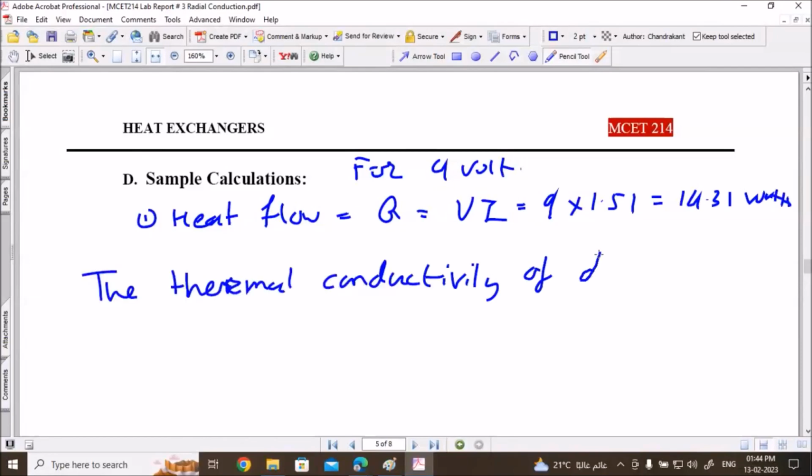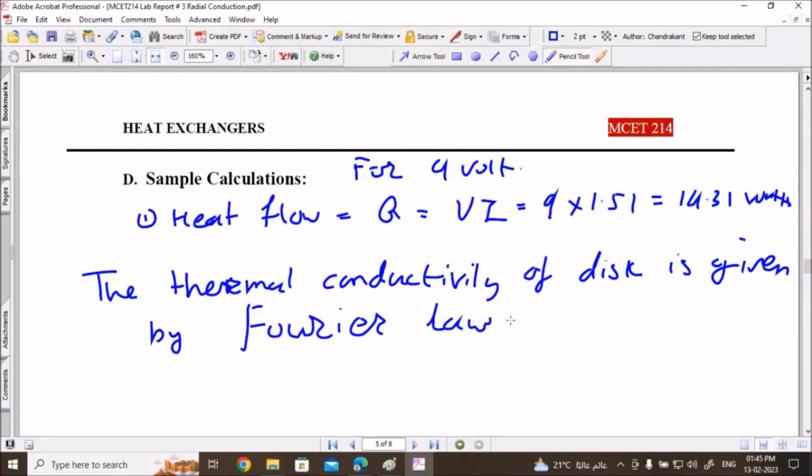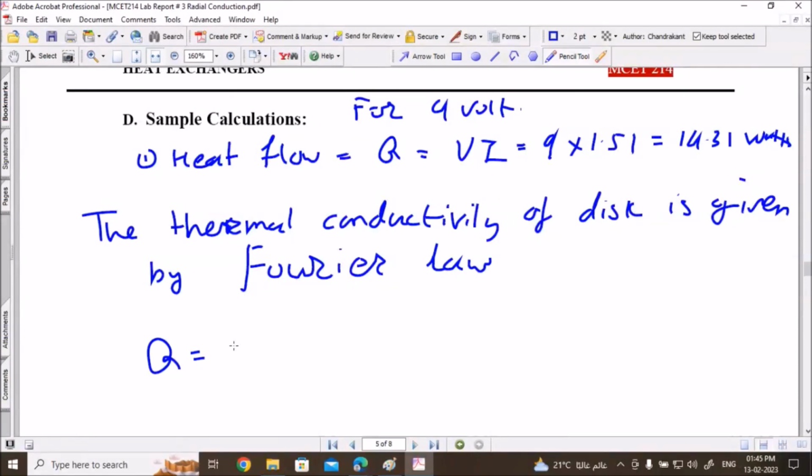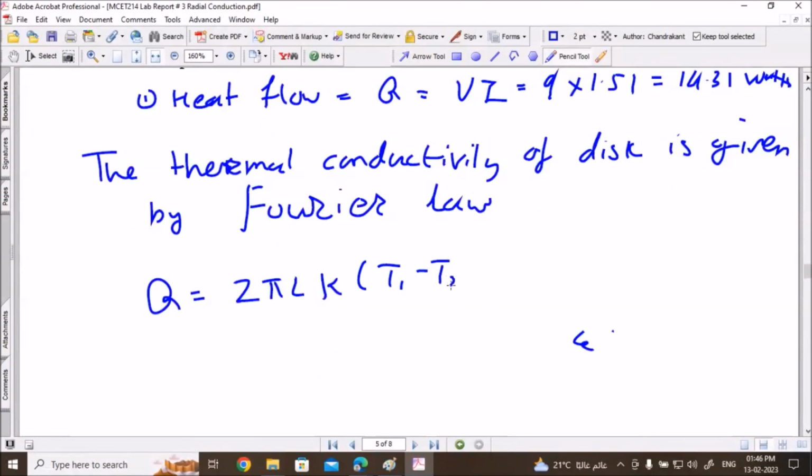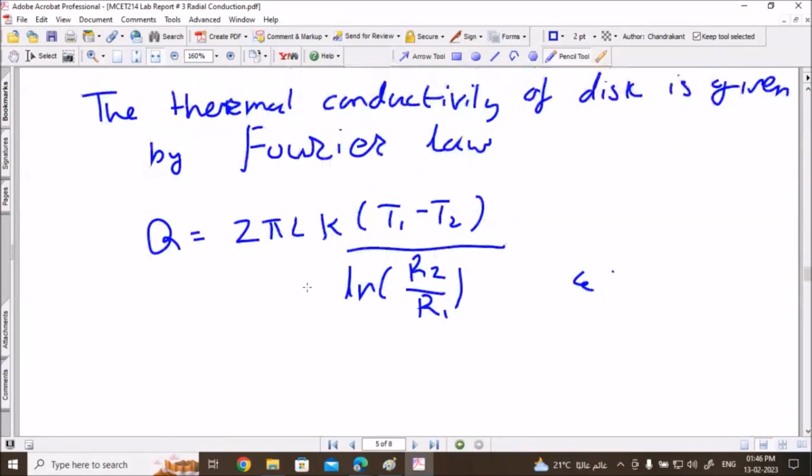Thermal conductivity of disk is given by Fourier's law of conduction as Q is equal to 2 pi L K, T1 minus T2 divided by ln R2 divided by R1. I can choose here 3, here 6, or I can choose here 6 and 3. It is up to you to choose any number. Remember, higher minus lower divided by ln higher divided by lower radius. I'll put the values, we'll get the thermal conductivity.